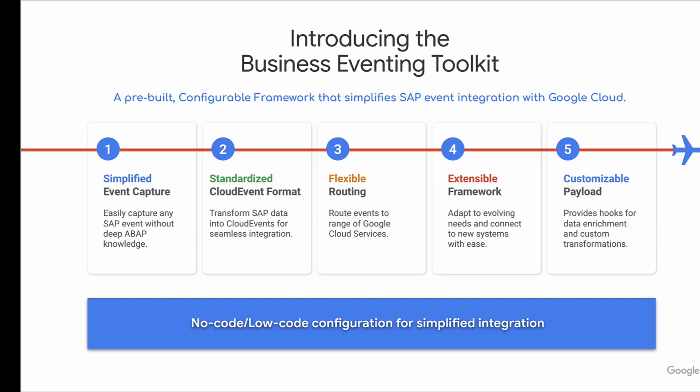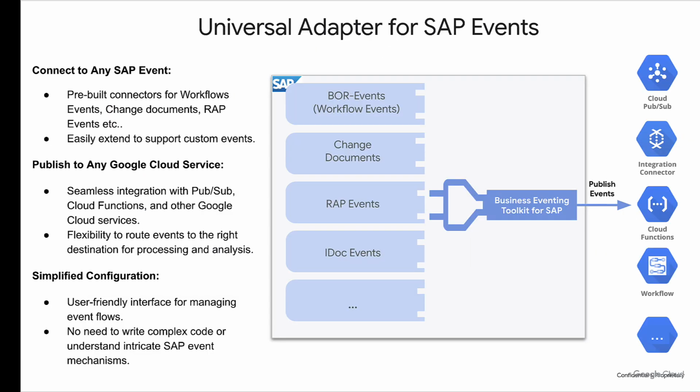It also offers you avenues for payload modification, where if you need to tweak the data before its use, you can customize and enrich your event information. And the best part, this is designed to be straightforward, no code or low code configuration, which makes it incredibly easy to manage and set up your SAP event integration. The toolkit acts as a central hub for managing and distributing your different SAP events into your Google Cloud environment, making things truly seamless. First, it offers universal SAP connectivity.